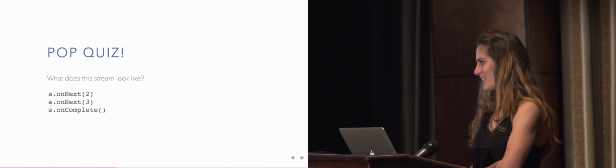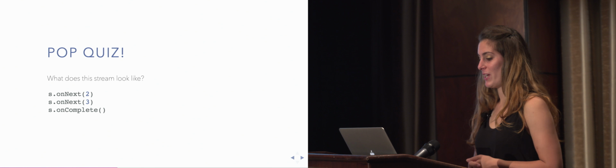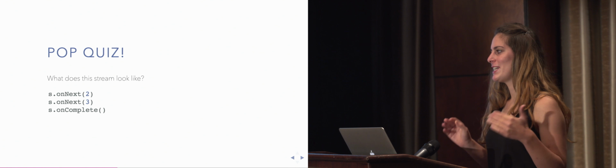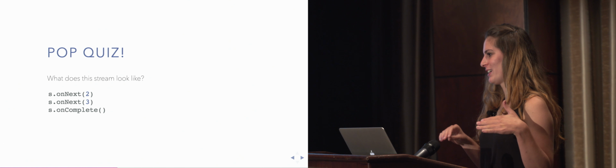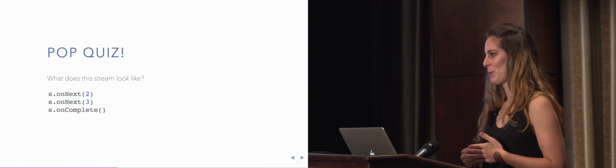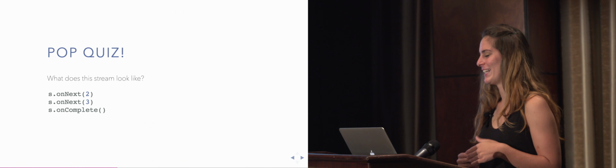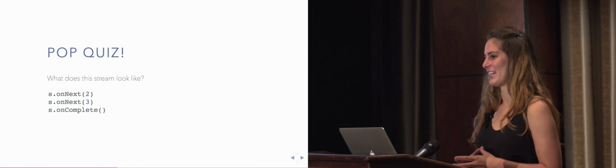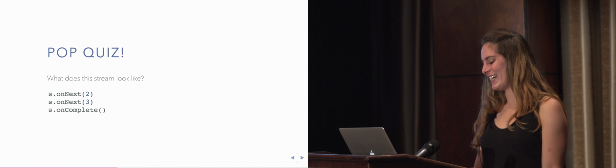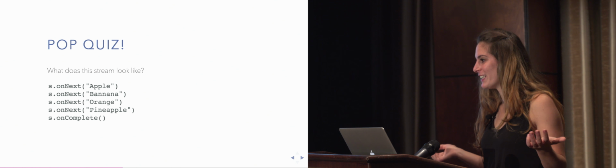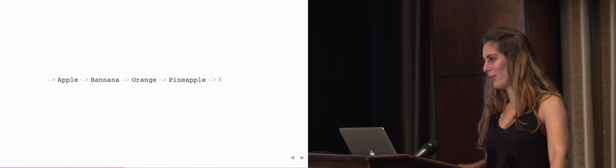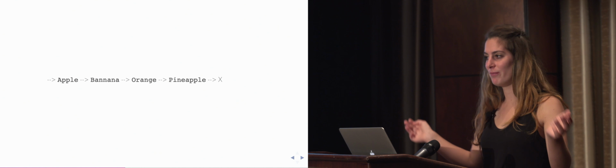Pop quiz with onNext. This is key, and I really want to make sure people get it. So can anybody tell me what this stream looks like? What would the output be? It's not a trick question. It's really as easy as you think it is. 2 and 3, exactly. That's it. It just puts 2, puts 3, and then it's done. Similarly, output for this. It's going to look like apple, banana, orange, pineapple, and I'm done.